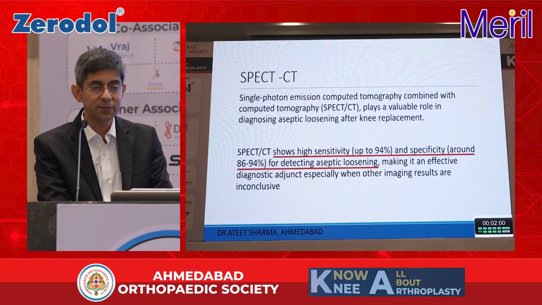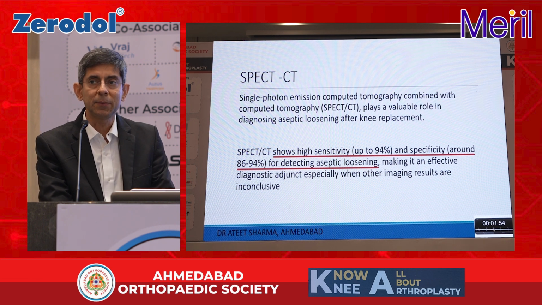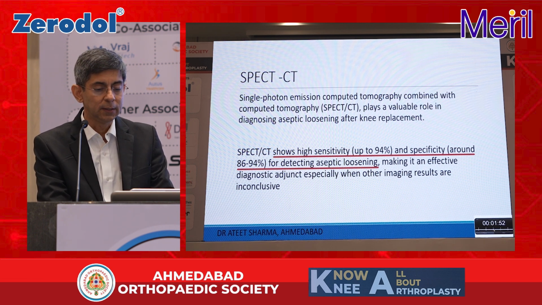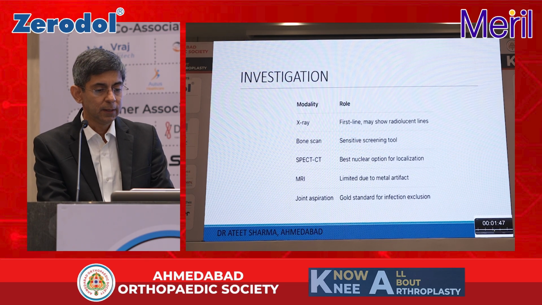SPECT-CT shows high sensitivity up to 94% and specificity up to 86 to 94%. In Ahmedabad, it is available in GIC, and it is an effective tool to diagnose aseptic loosening. So X-ray is first line, bone scan is a screening tool, SPECT-CT is a good nuclear option, MRI is limited due to metal artifact, and joint aspiration is the gold standard for infection exclusion.